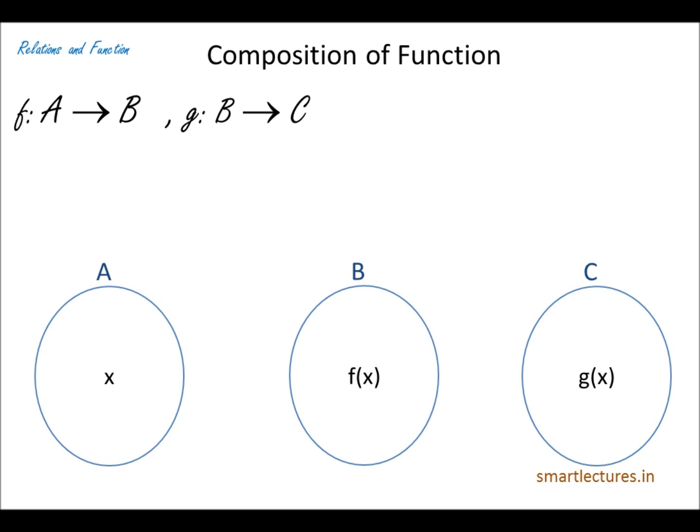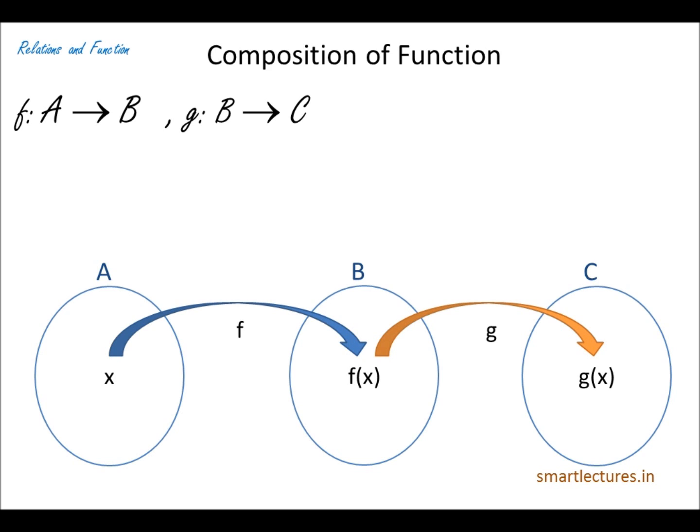Now, function f is defined as: to every element x in set A, there exists a corresponding unique element f of x in set B, and the function g is defined as: to every element f of x in set B, there is a corresponding unique element g of f of x in set C. Or we can say every element x in set A is associated to a unique element f of x in set B, and every element f of x in set B is associated to a unique element g of f of x in set C.